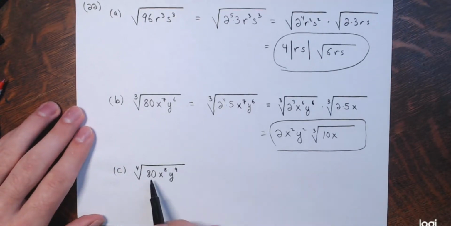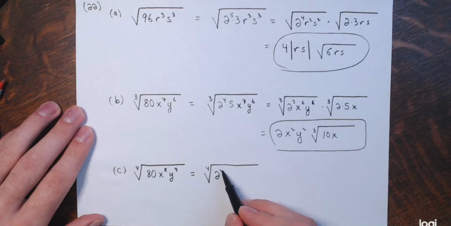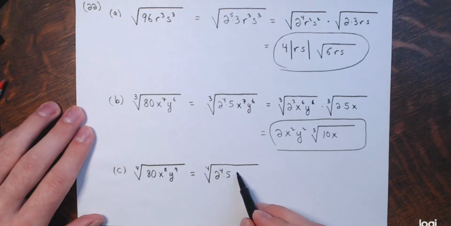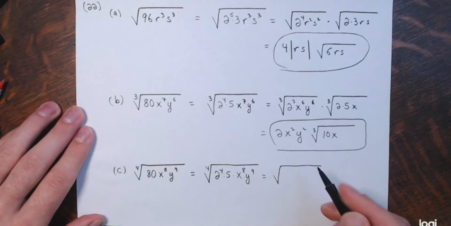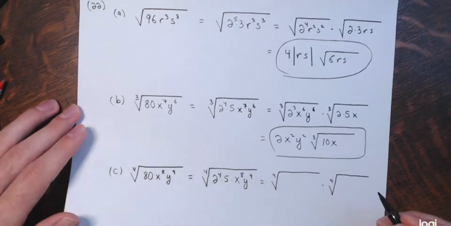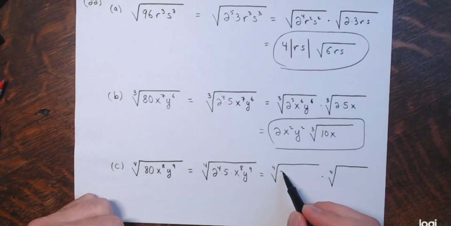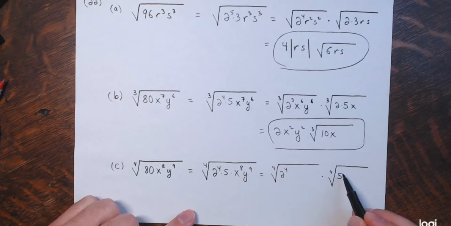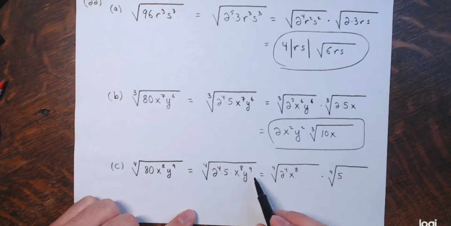Okay, we saw 80 already, so I know how to factor it. We got a fourth root though this time, right? Fourth root of 2 to the 4th times 5 times x to the 8th, y to the 9th. Once again, product property. I want fourth root of fourth powers times a fourth root of not fourth powers, things with powers less than 4. 2 to the 4th is a fourth power, 5 is not. X to the 8th is a fourth power, right? It's a multiple of 4. Y to the 9th isn't, but you can break it up to y to the 8th, which is a fourth power, times y.